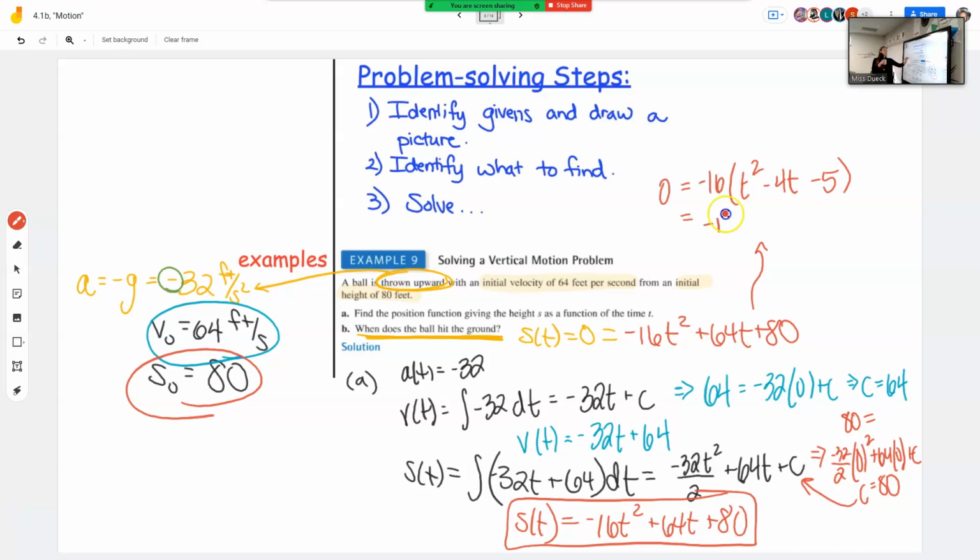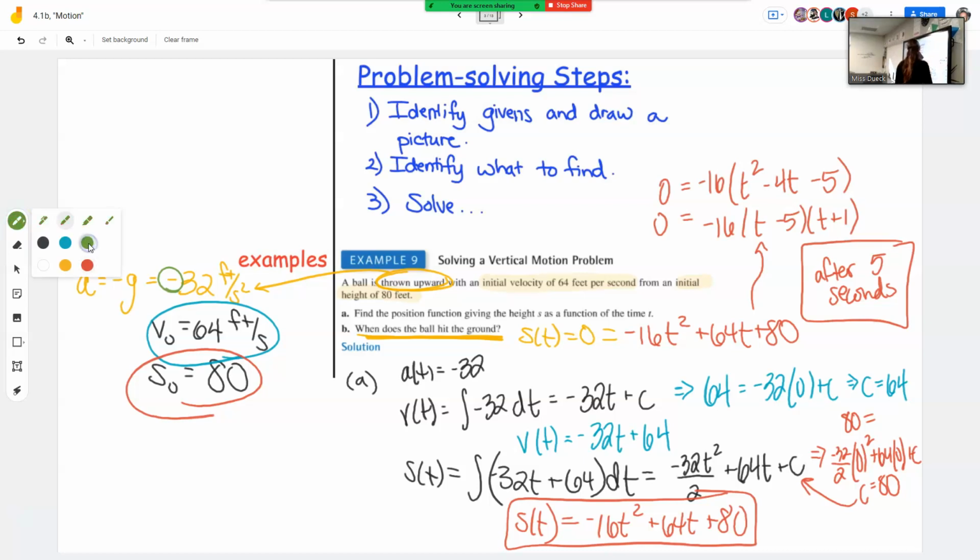When is this going to hit the ground? Well, I'm going to have a t minus 5 and a t plus 1. How do I know from all of this that it's going to hit the ground after 5 seconds? Someone connect the dots. How do I know it's hitting the ground after 5 seconds? What have I done? Where's my math? 5 minus 5 is 0, so t equals 5 is a 0, but what's the other 0? I thought there were 2. Negative 1. Well, wait a minute, how does that make sense?